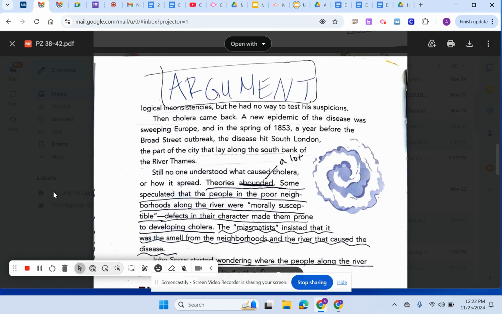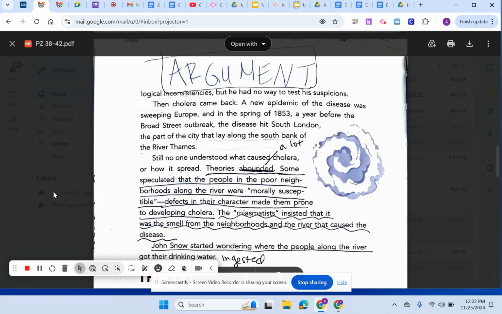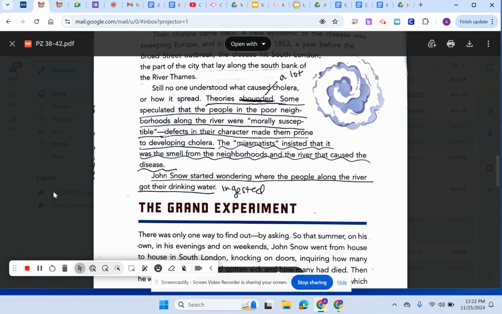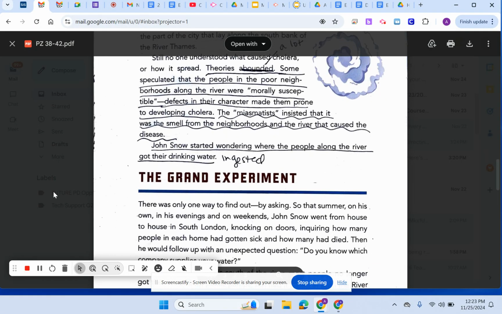Then cholera came back. A new epidemic of the disease was sweeping Europe, and in the spring of 1853, a year before the Broad Street outbreak, the disease hit South London, the part of the city that lay along the south bank of the River Thames. Still, no one understood what caused cholera or how it spread. Theories abounded. Some speculated that the people in the poor neighborhoods along the river were morally susceptible. Defects in their character made them prone to developing cholera. The miasmatists insisted that it was the smell from the neighborhoods and the river that caused the disease. John Snow started wondering where the people along the river got their drinking water.